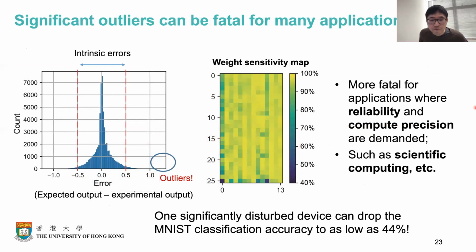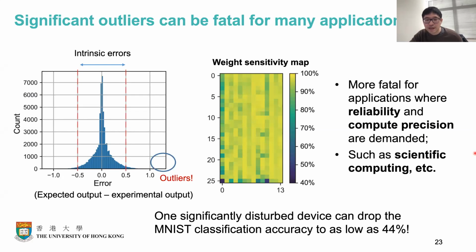Here in the figure on the left, we use the experimental result of the analog errors of a crossbar, which is calculated by the difference between the expected output and the experimental output. As we can see from the result, while most of the errors are quite small, there are still some significant error outliers.